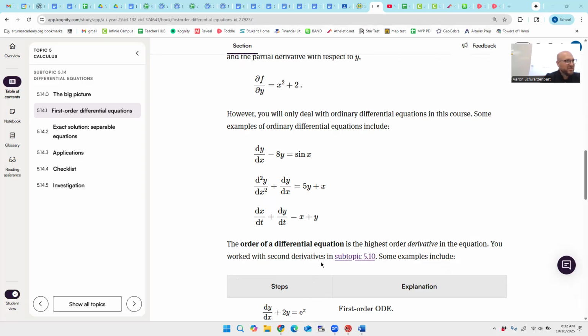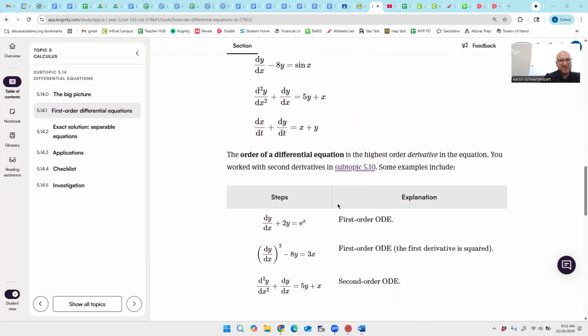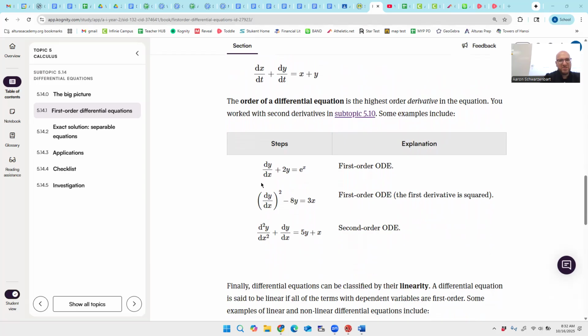We're not going through how to solve these ones yet. You're just looking at terminology and learning names. Okay? This is a first order differential equation. Do you know why it is a first order versus second order at the bottom? dy dx, this is a first derivative. That's a second derivative. This is a first derivative squared. They are not the same thing.